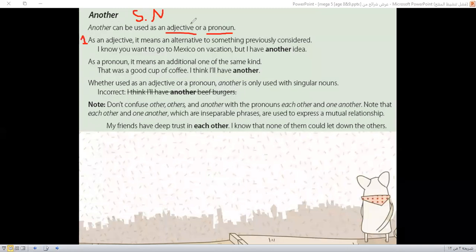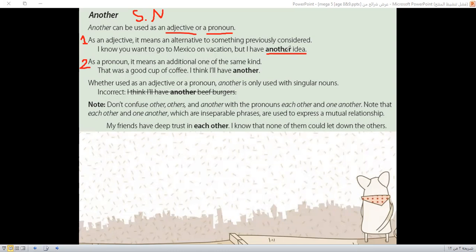We said that I use another as an adjective and as a pronoun. Number one, if I want to use it as an adjective, number two, if I want to use it as a pronoun. If I use it as an adjective, it means another thing, in addition. I can say, for example, I know you want to go to Mexico on vacation, but I have another idea. Idea is singular or plural? Singular.